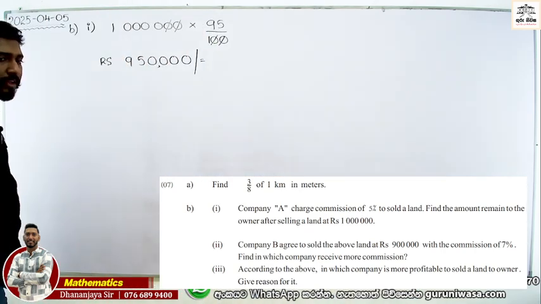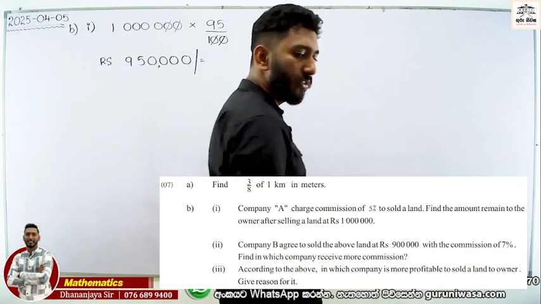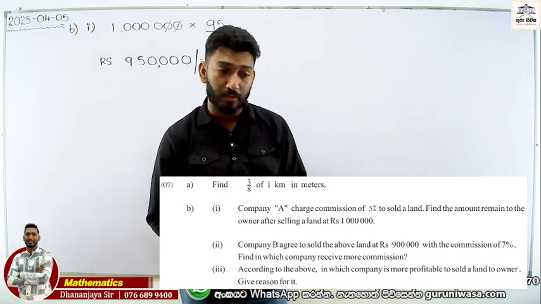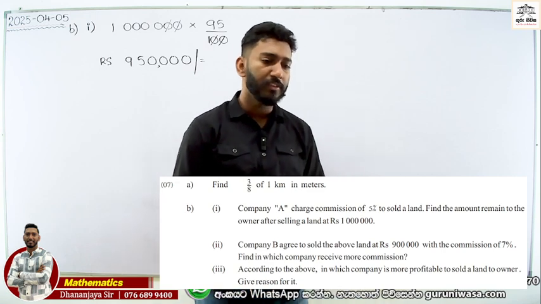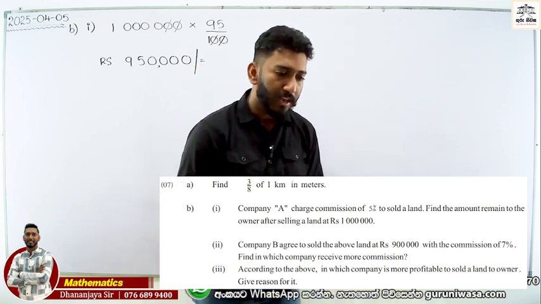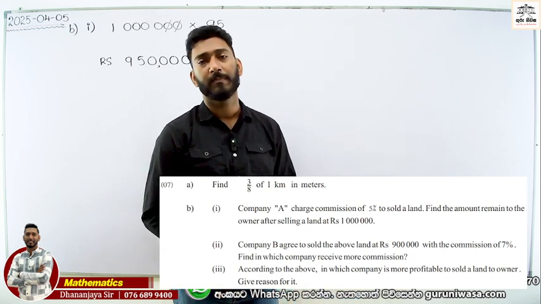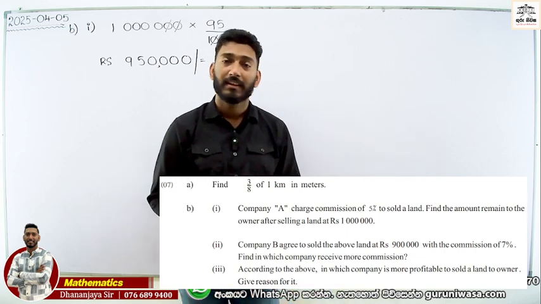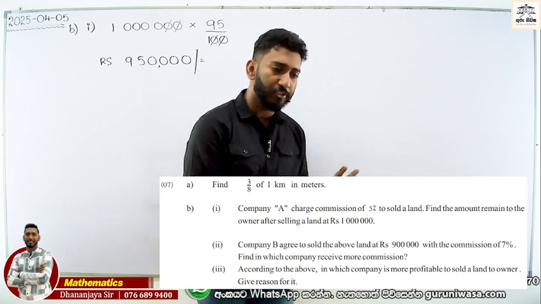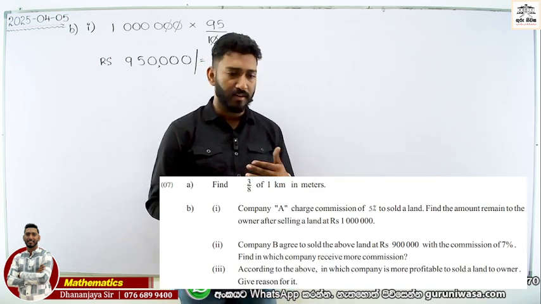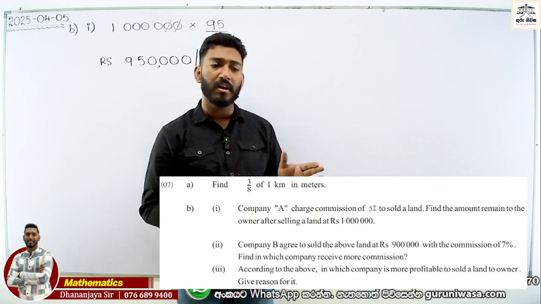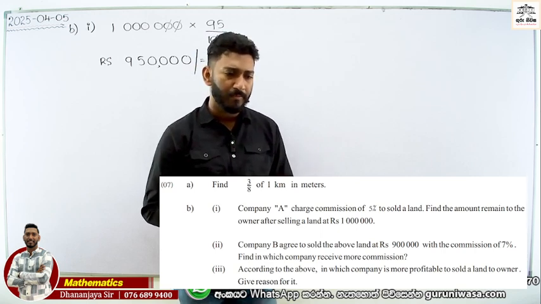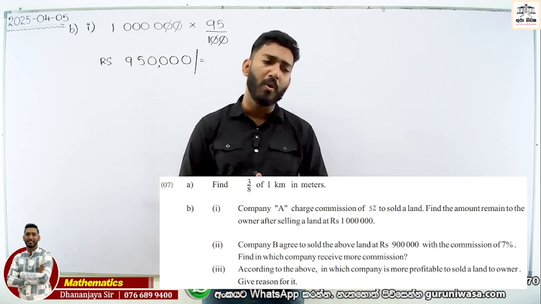Second one: company B agreed to sell the above land for 900,000 with a commission of 7%. Find which company receives more commission. Company B agreed to sell the above land for 900,000 with a commission of 7%, right? And find which company receives more commission.